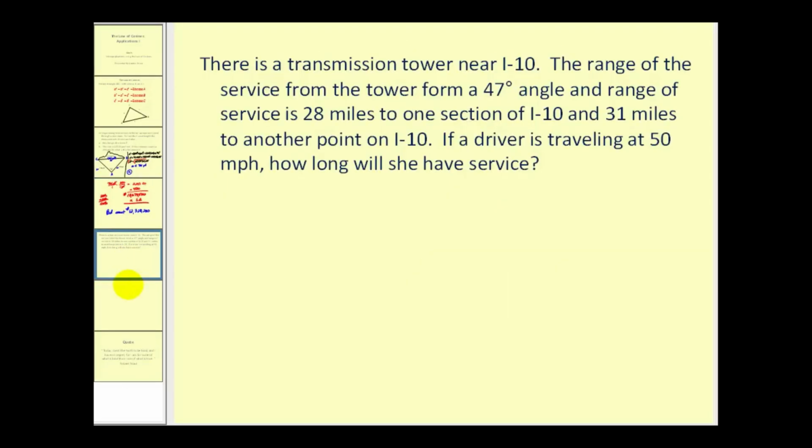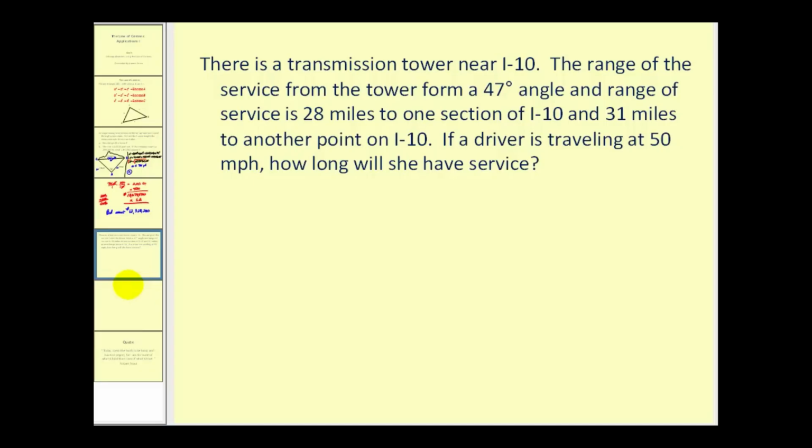There's a transmission tower near I-10. The range of the service from the tower forms a 47-degree angle and a range of 28 miles to one section of I-10 and 31 miles to another point on I-10. If a driver is traveling at 50 miles per hour, how long will she have service?